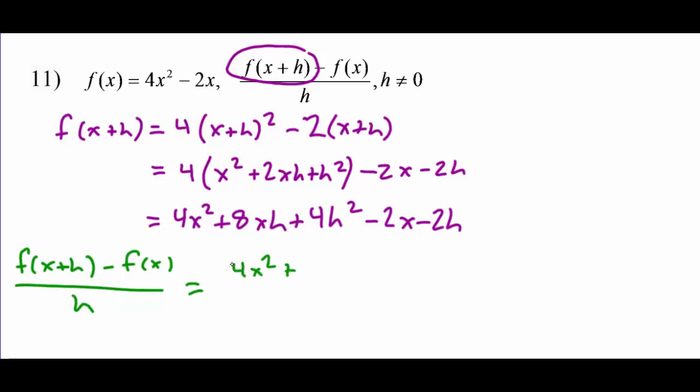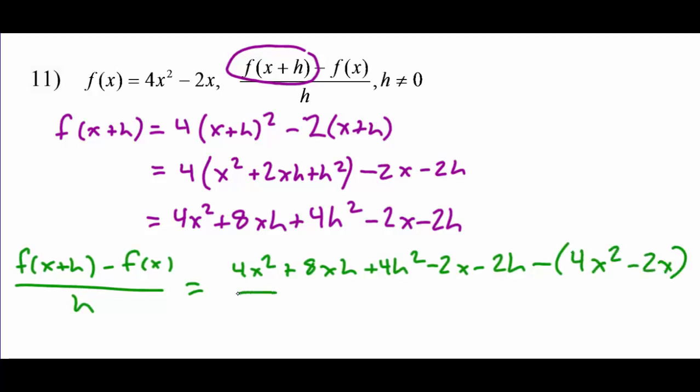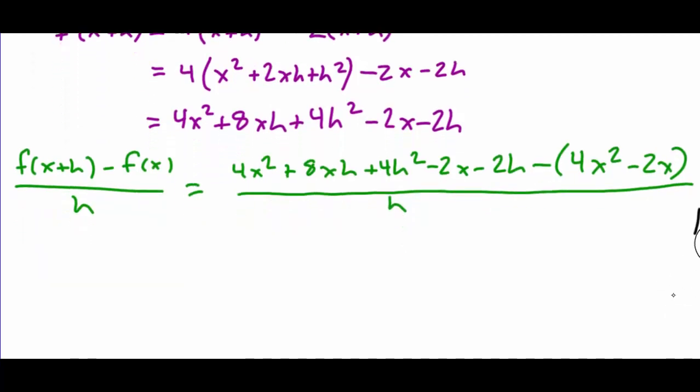4x squared plus 8xh plus 4h squared minus 2x minus 2h. That's f of x plus h. Now we need to subtract f of x, and I'm going to put this in parentheses. 4x squared minus 2x, and the whole thing, there it is over h. Give myself a little more space here.